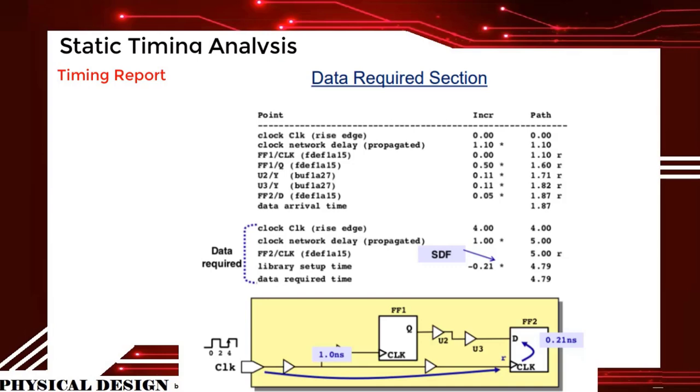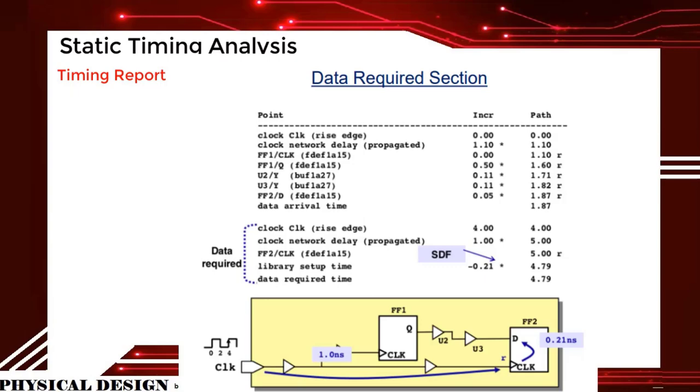The data required section reports the total time taken by the clock to arrive at the clock pin of flip-flop 2 minus the setup time of flip-flop 2. Here, in the path from the clock port, the clock rise edge takes 4 ns, and clock network delay takes 1 ns of 2 buffer delays. Then there is a setup time of 0.21 which has to be subtracted, and we get the data required time. Now coming to the annotations, there can be star, ampersand, plus, h, r and f.